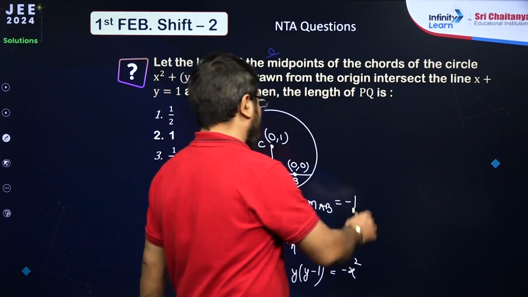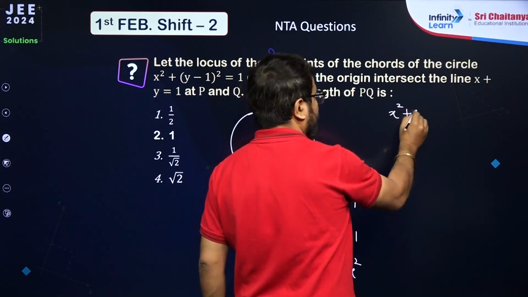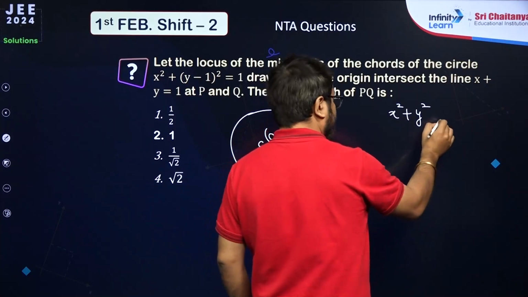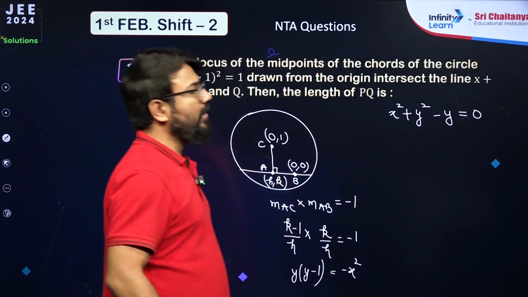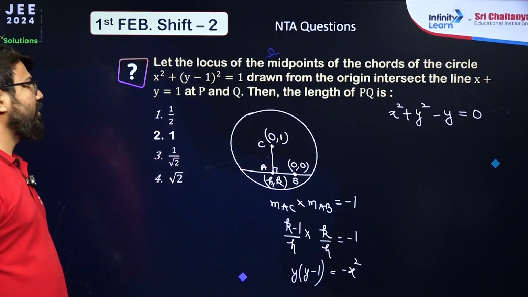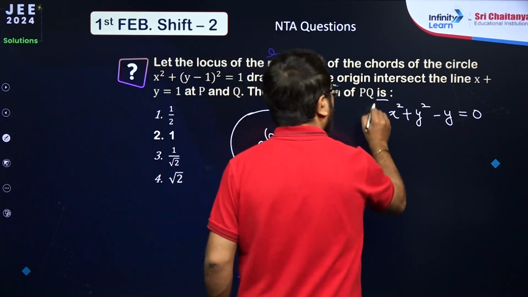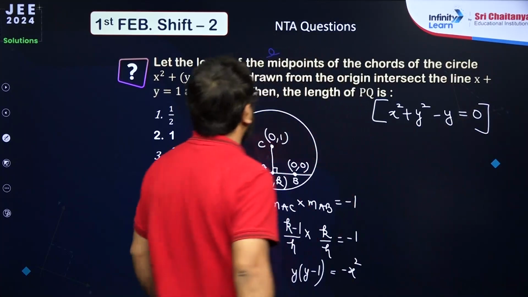So let us bring all the terms to one side. It will be x square, then y square, and then minus y, and here it is turning out to be 0. x square plus y square minus y is equals to 0. I hope you are able to understand this.